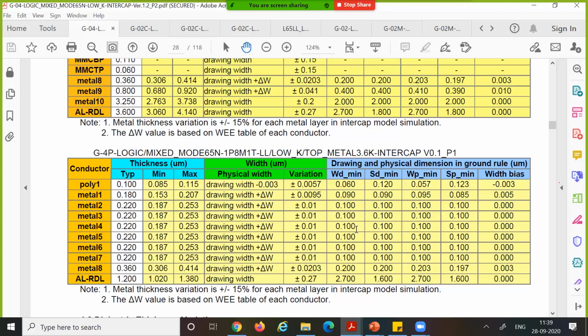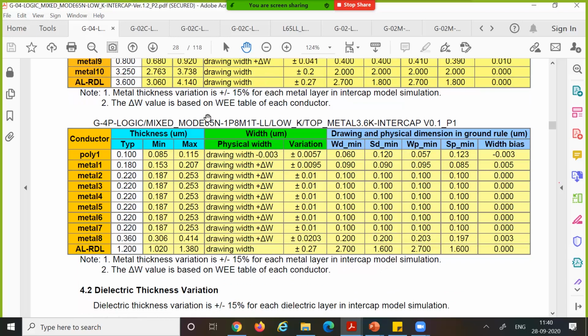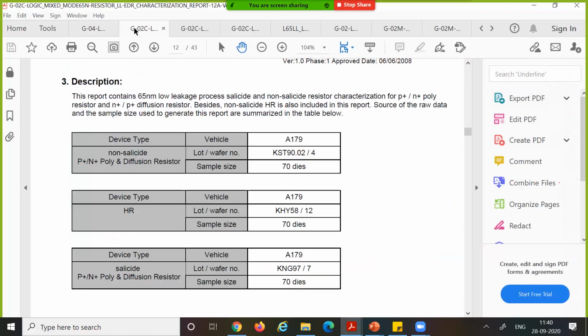This is what is called variation in the CMOS process. You never get perfect results here, and these variations are fairly important. Here you can see the note: metal thickness variation is plus or minus 15% for each metal layer. Now let's look at the different resistors. This particular technology offers all these different resistors. They have what is called non-salicide P plus or N plus poly and diffusion resistors. Polycrystalline silicon is also doped silicon.